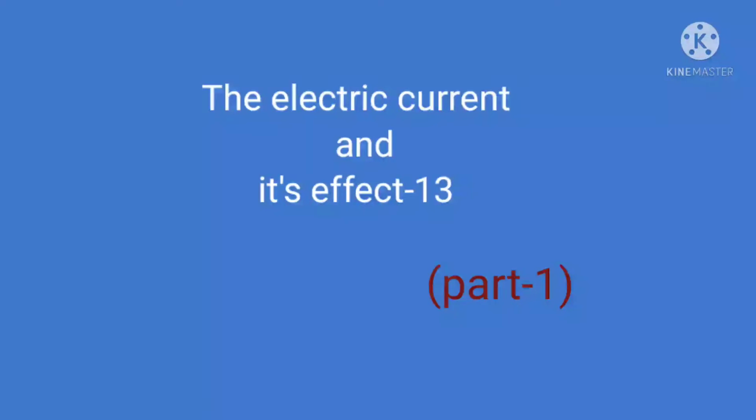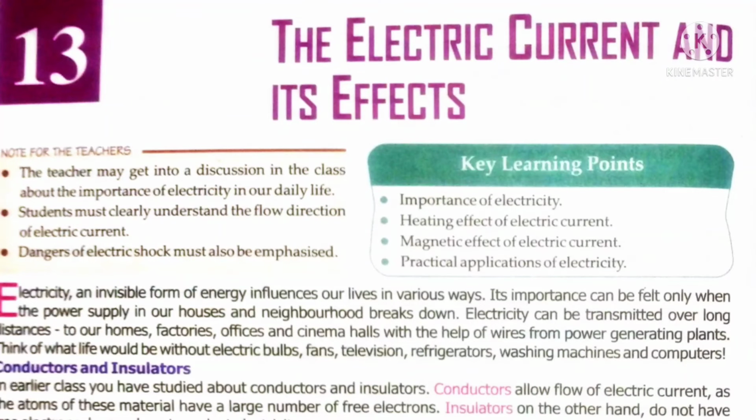Today we move on to the chapter The Electric Current and its Effect on page 188, 189 and 190. Generally, what is the definition of electric current? Flow of electrons is called electric current or electricity.